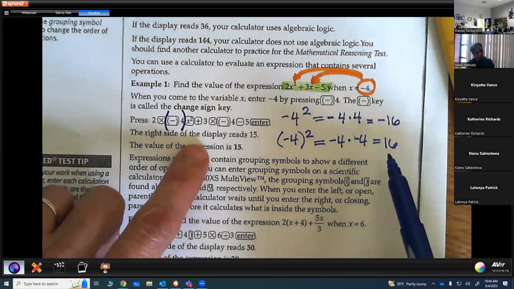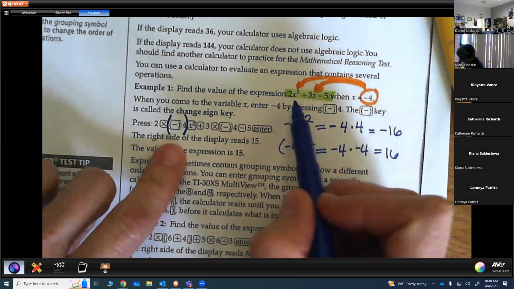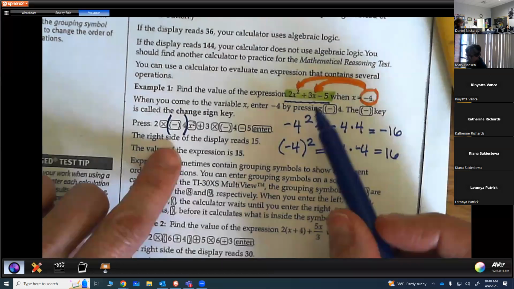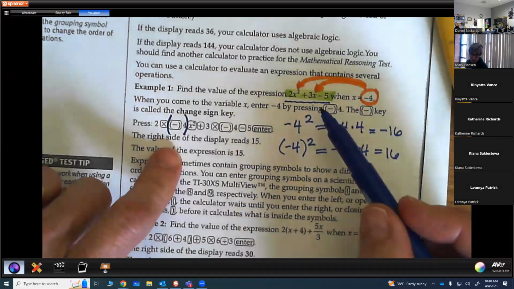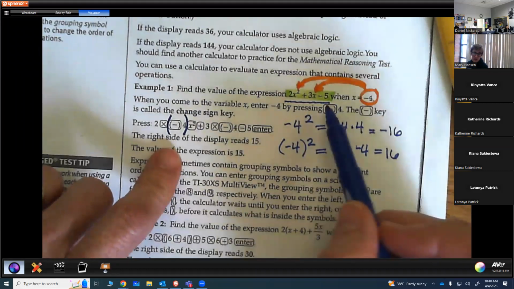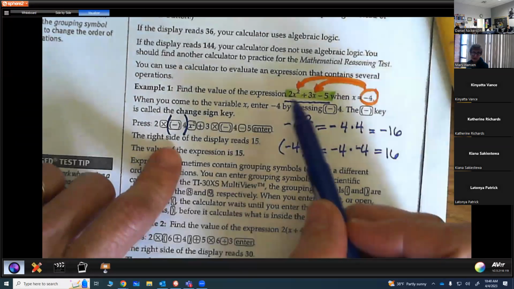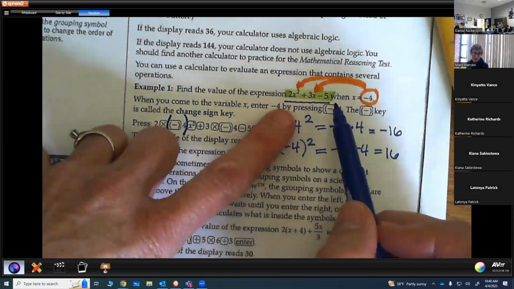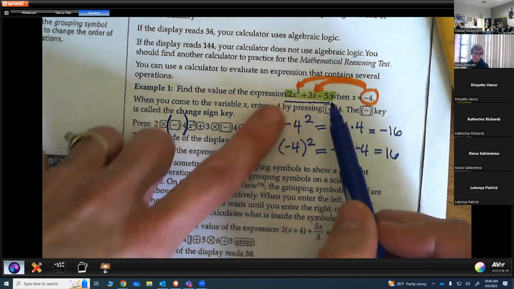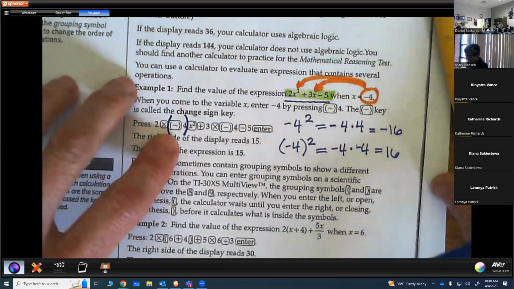Okay, so now if we look back up here at the original expression, what we need to be able to get to is that you can look at this expression and this value and figure out what to plug in the calculator and what order to plug it into without having all these keystrokes listed for you.